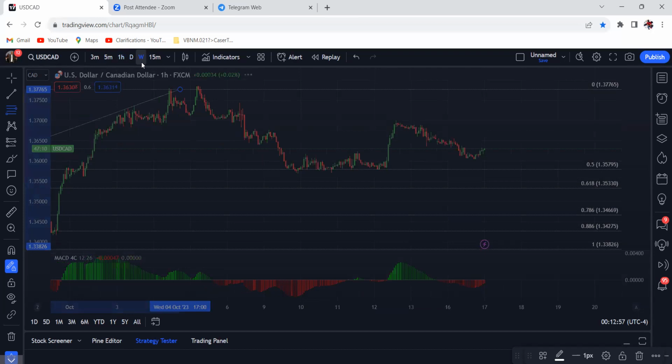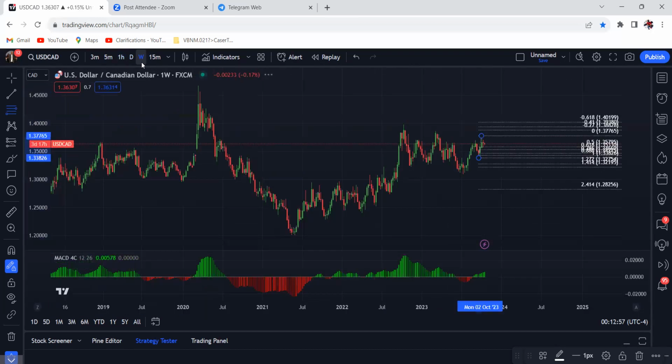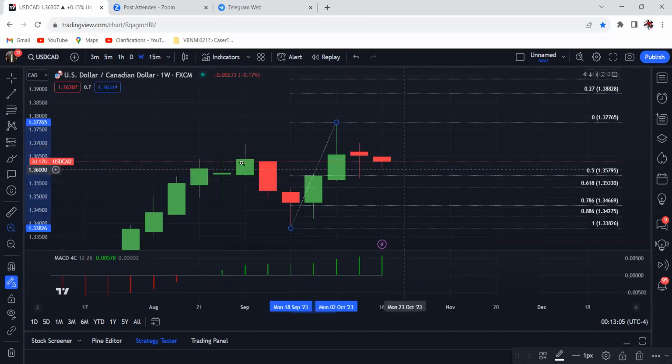Weekly candle. Last week's weekly high and weekly low. Always want to mark that off.